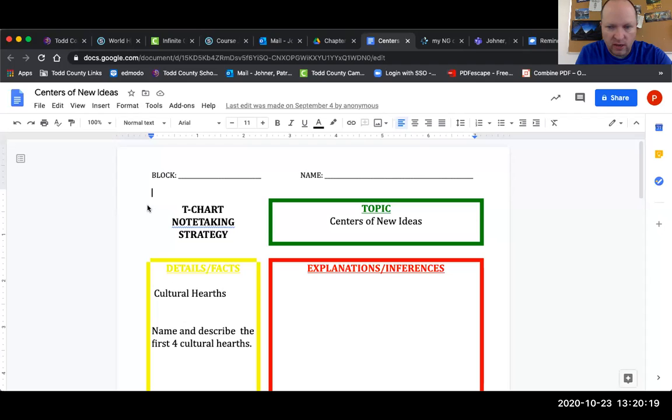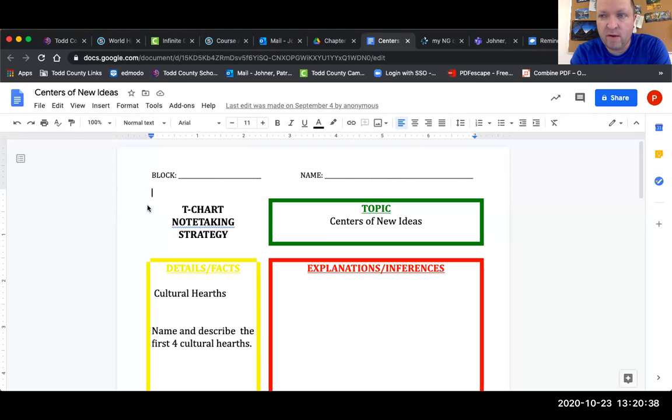How's it going, guys? We are going to start looking at, after the agricultural revolution, which we talked about last time, what happened with the world, what started to occur. So today we're going to look at centers of new ideas, what started to crop up around the world, you know, what was going on.